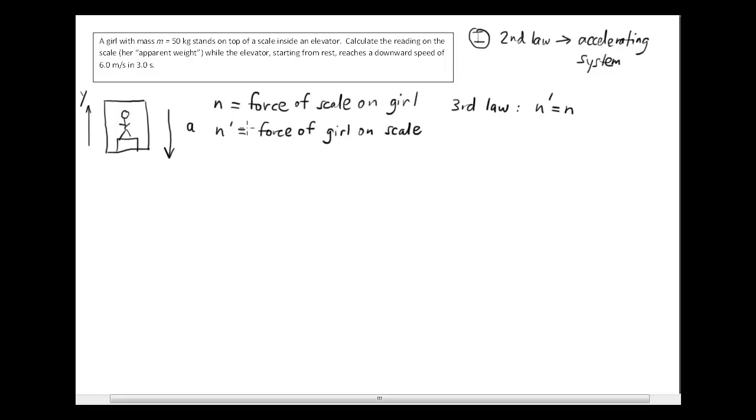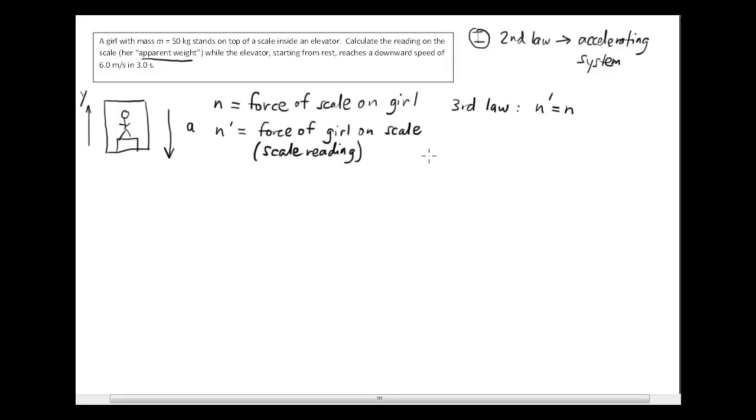Which one of those is the one that we're asking for when it talks about the reading on the scale, which is her apparent weight? Well, the way scales work usually is there's some kind of a spring or other device that senses force. So the force that the girl pushes down on the scale, that's what the scale will read. And so what I've indicated as N prime will be the scale reading. But since N prime and N have the same magnitude, if we find N, then we will know the scale reading as well. All right, so that's the important part in setting up this problem.